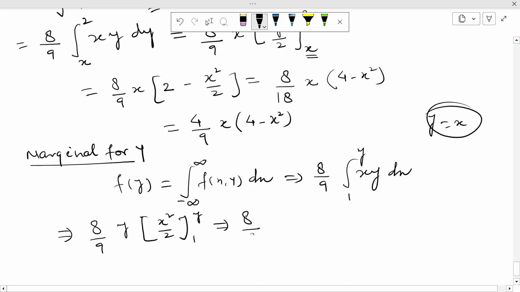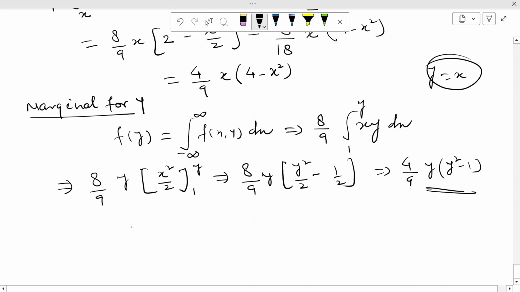So this will be 8 by 9 y, and when you are putting the limits, that will be y square by 2 minus 1 by 2. So that will be 4 by 9 y square minus 1. So this is our marginal for y.